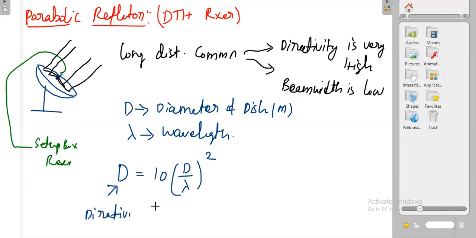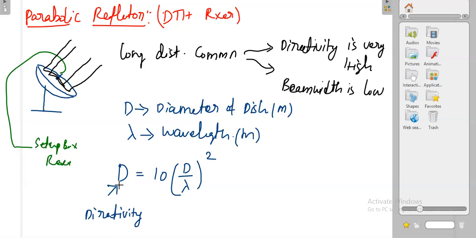Directivity is just a number, with no unit. See, D squared divided by lambda squared: the unit of D is meter, and the unit of wavelength is also meter. Both cancel, so finally you get no unit. So directivity is 10 D by lambda, whole squared. Simple formula. This D indicates the diameter, and this D is directivity.